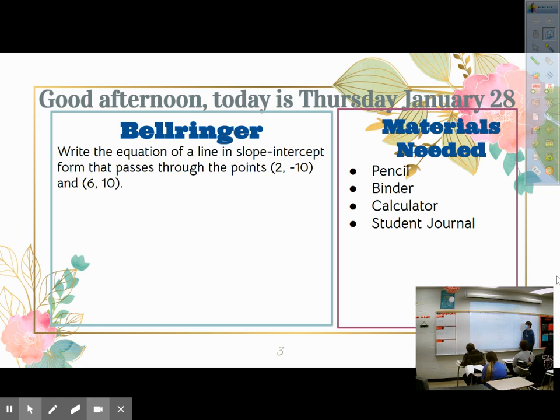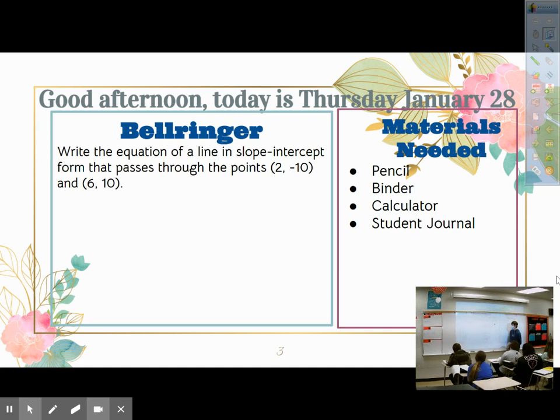I did 10 minus negative 10, and then change the sign on that. And then 6 minus 2, 20 over 4, which is 5 over 1. And then put it in, I don't remember what that's called, but point slope. And then got y equals 5 over 1x plus 8. Okay, so y equals 5 over 1x plus 8.